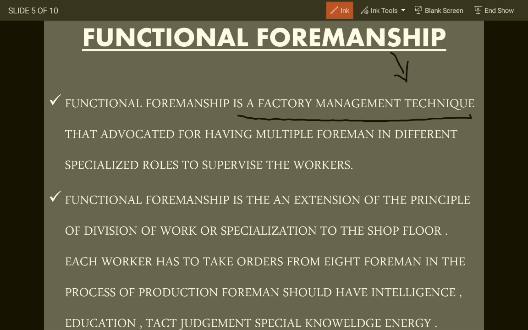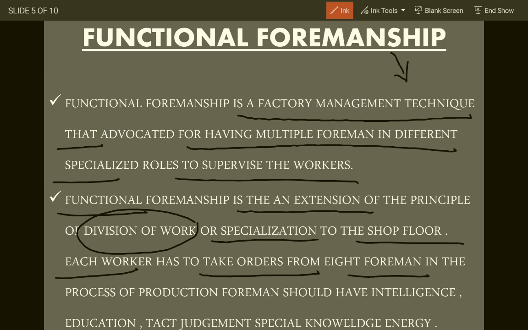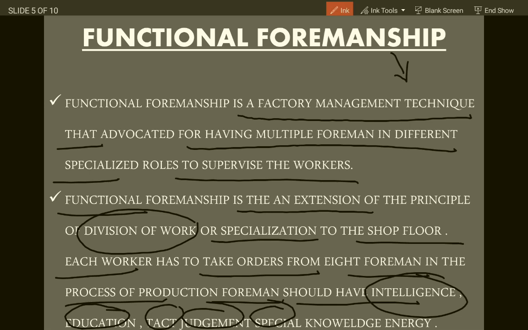So this technique advocated having multiple foremen in different specialized roles to supervise the worker. Functional foremanship is the extension of the principle of division of work, or specialization, to the shop floor. Each worker has to take orders from 8 foremen. I've told you 4 foremen will be in planning and 4 foremen will be in the production department. He said that the foremen who are going to allocate the work to the worker should possess the qualities of intelligence, education, tact, judgment, special knowledge, etc.